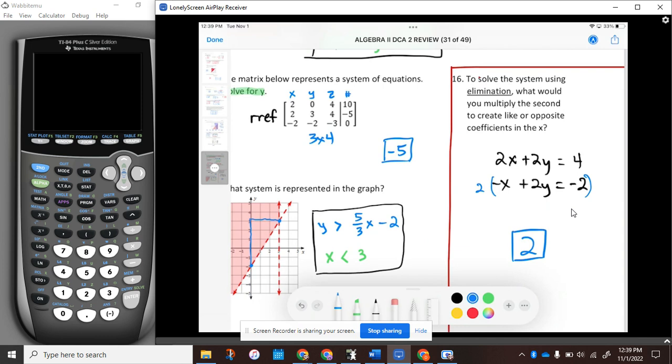The question isn't asking you to solve by elimination. It's not asking you what is x, what is y. It's not asking you what the solution point is, x and y together. It's asking, if you were doing elimination, what would you multiply that second equation times? And that's it. All right, don't overthink it. That is all we have.